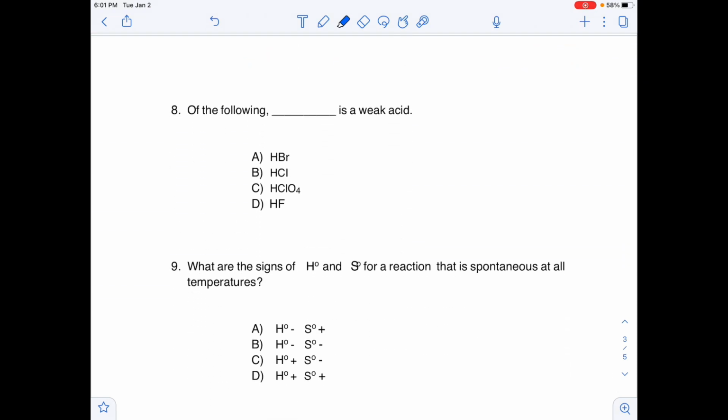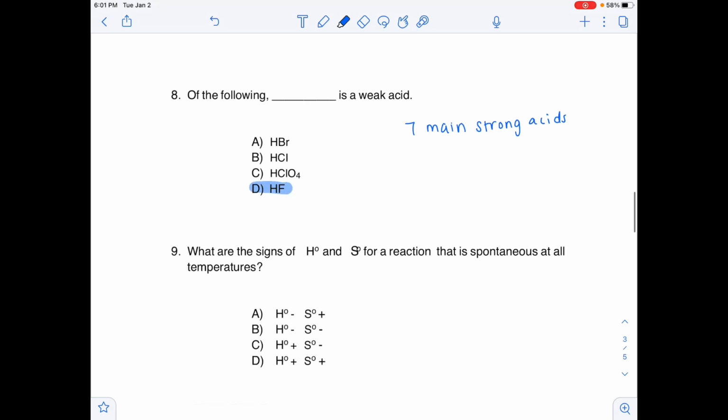For question 8, it says, of the following, blank is a weak acid. So again, this is something you have to know, and there are 7 main strong acids to know, and you kind of just have to memorize them. And so when you look at these answer choices, the one that is not a strong acid and is a weak acid is option D.